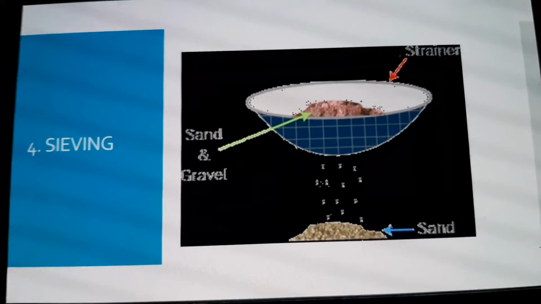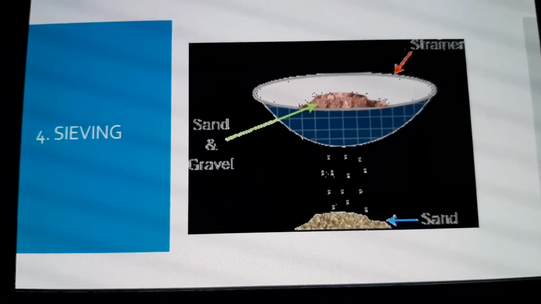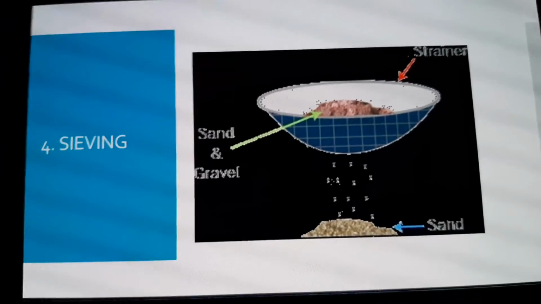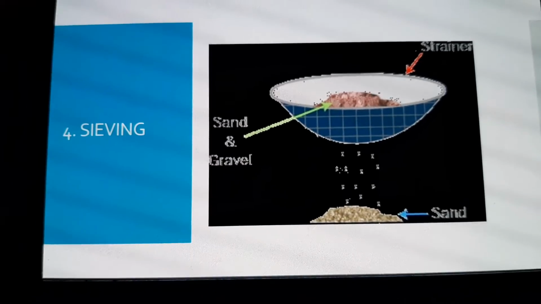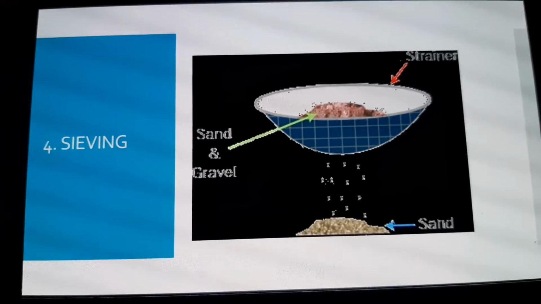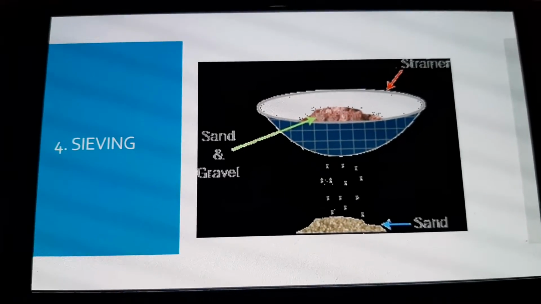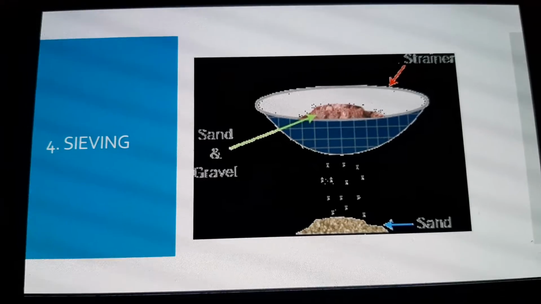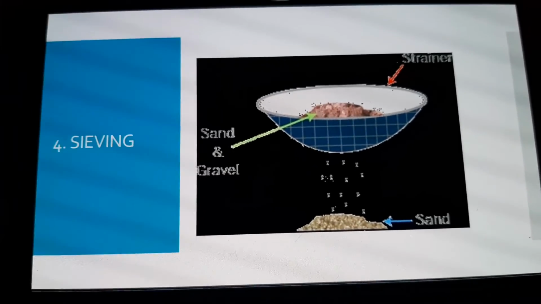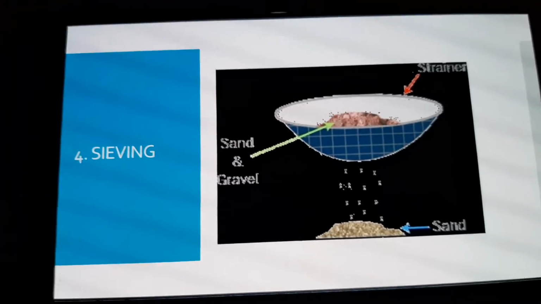As you can see, there is a strainer in the picture, and the mixture they are taking for the process of sieving is sand and gravel. So what is the role of the strainer? The strainer is separating sand and gravel into two different segments, separating sand from the gravel portion.